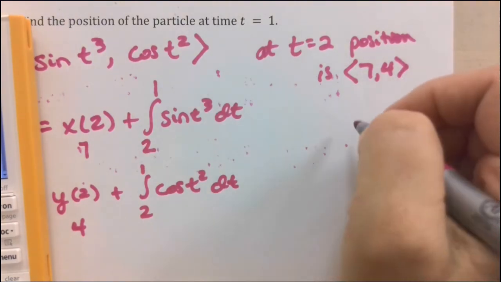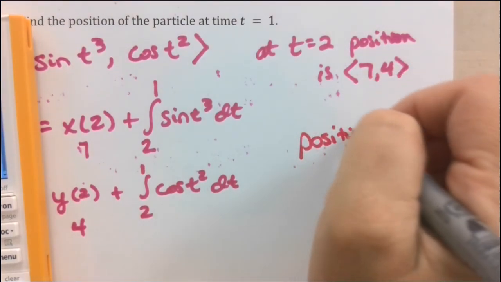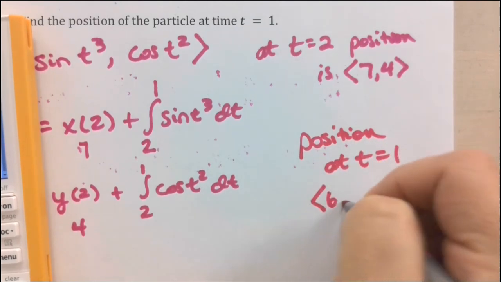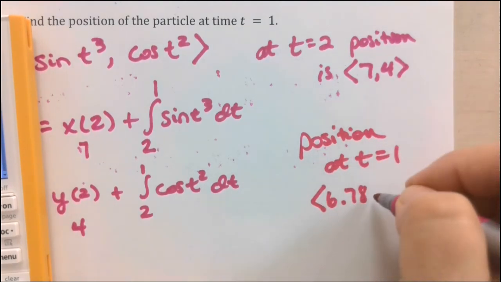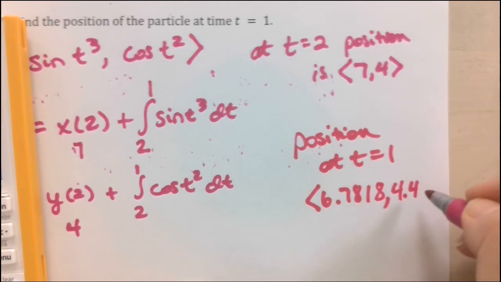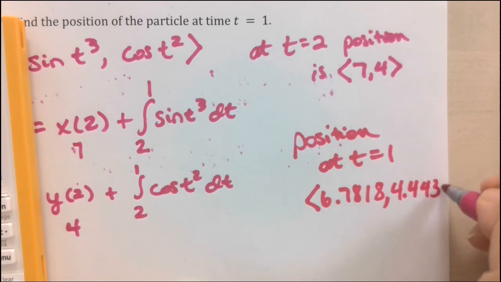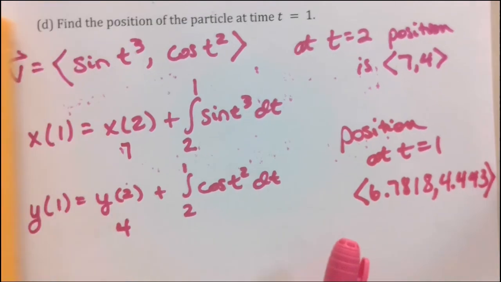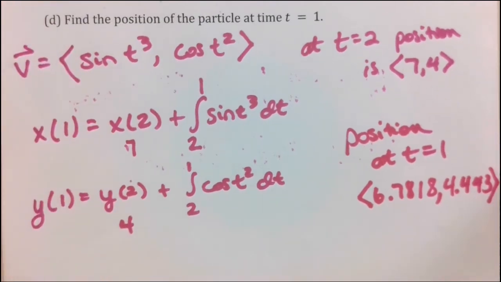So the position vector at t equals 1 is 6.7818 and 4.443. I'll just stop at 3 decimals on that one because I ran out of room on my paper. Sorry about that. So, pretty typical parametric motion free response question. You're going to do a couple of those today for practice.